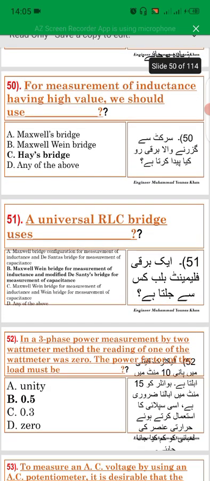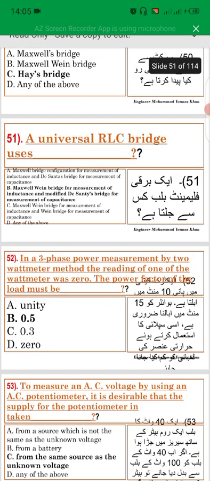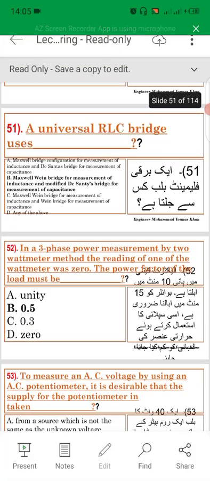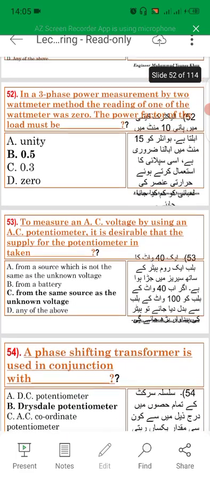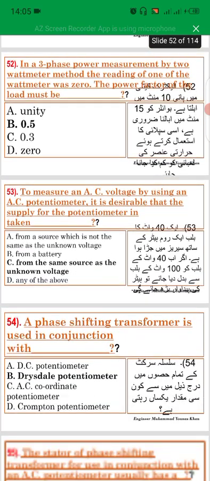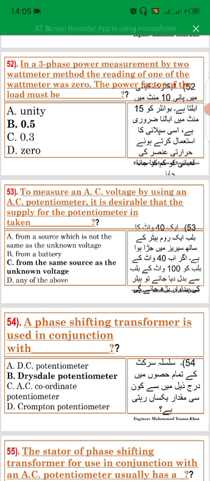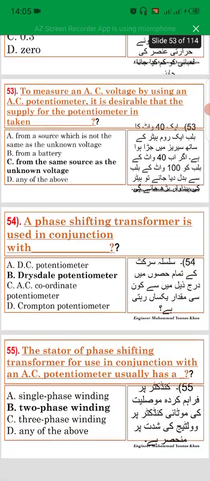For measurement of inductance having high value, we should use Hay bridge. Universal RLC bridge uses Maxwell bridge for measurement of inductance and modified De Sauty bridge for measurement of capacitance. In a three-phase power measurement by 2 wattmeter method, the reading of one of the wattmeters was 0. The power factor of the load must be 0.5.